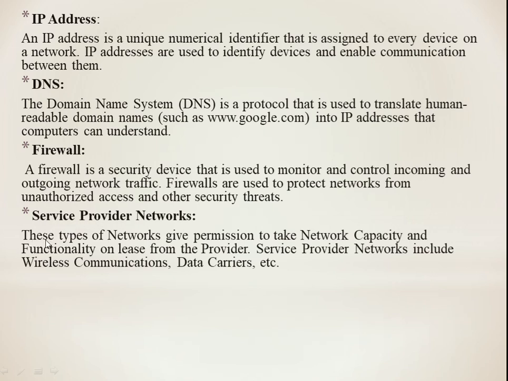Service provider network. This type of network gives permission to use network capacity and functionality on lease from the provider. Service provider networks include wireless communication and data carriers. Wireless communication includes our Wi-Fi. Wi-Fi is the best example of wireless communication. It provides us a data range between 100 Mbps to 1000 Mbps. But yeah, Wi-Fi and data carriers are the types of service provider networks.